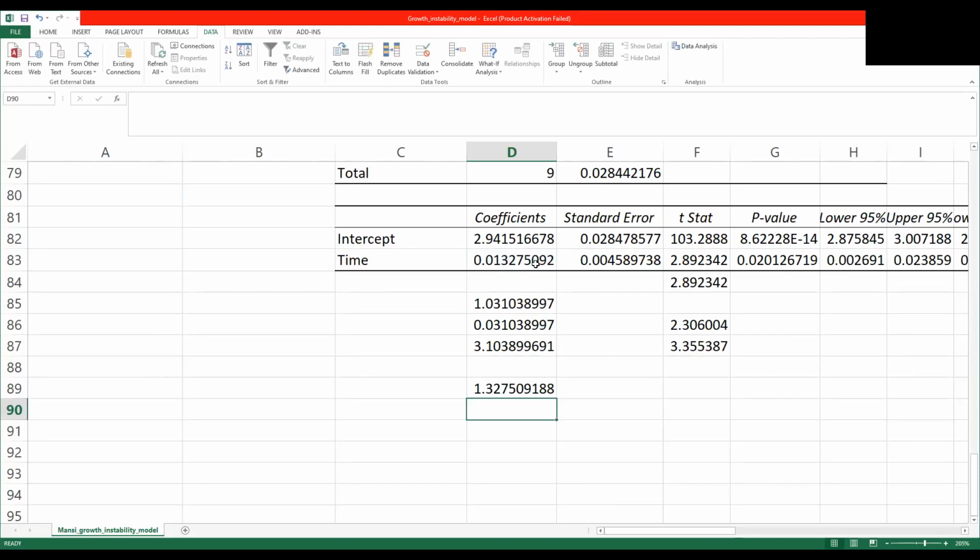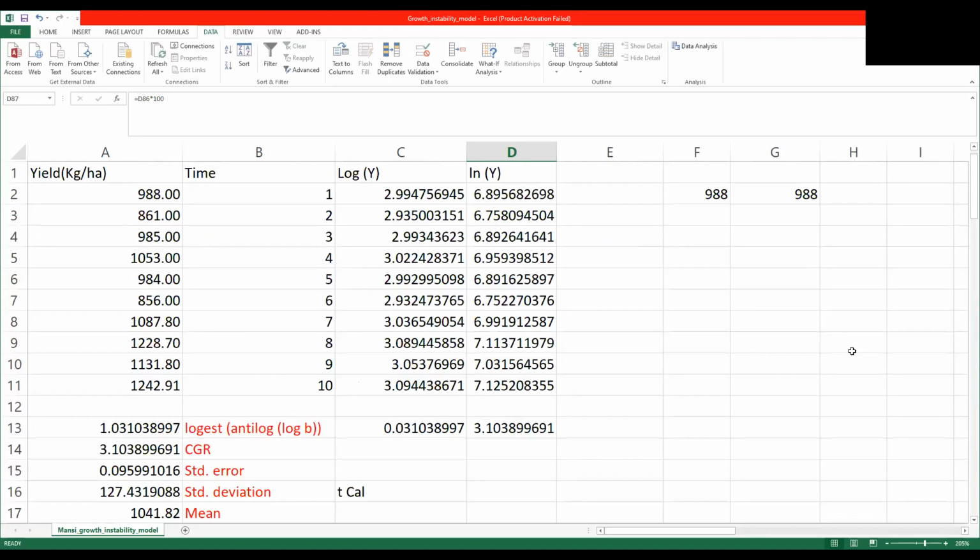But if you look at the compound growth rate over the time period, we have a 3.10% per annum increase of the y variable over the time period.